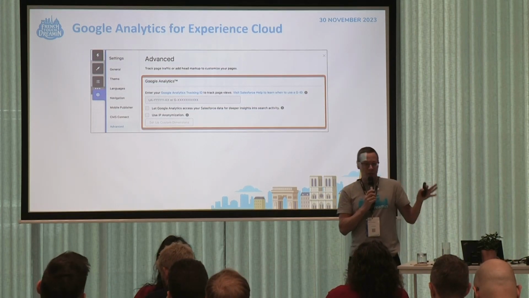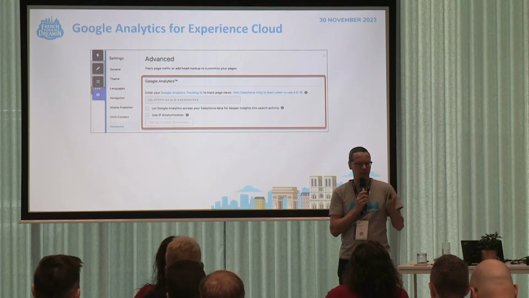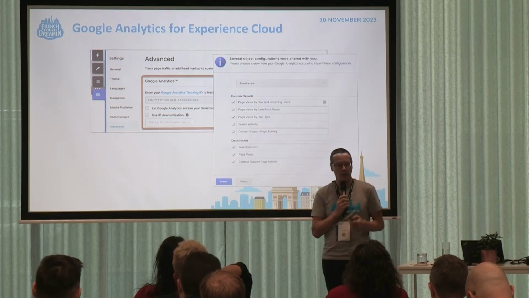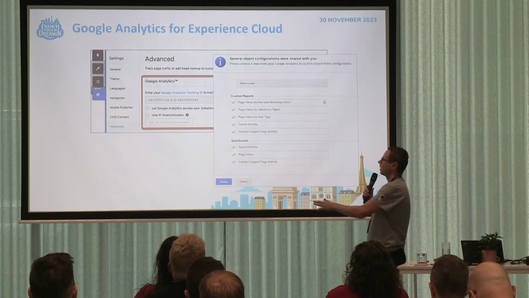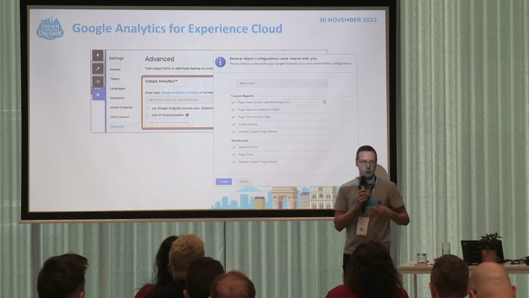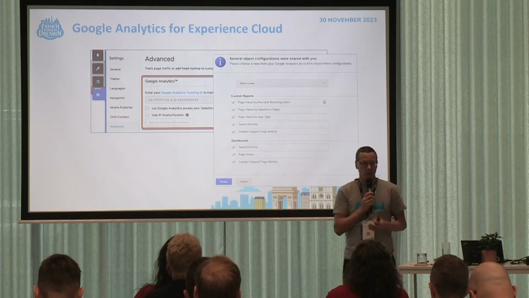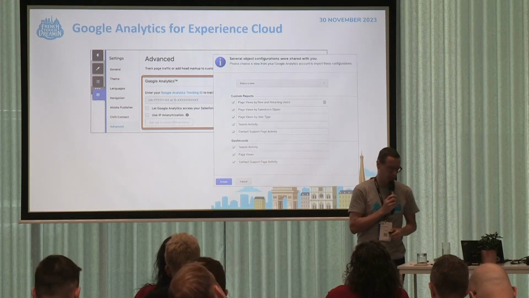Google Analytics on the Experience side, you just type in your Google Analytics ID, whatever it's called. It starts tracking what's going on. And there is an application provided by Google, or on the Google Analytics side, which will create some reports which you can just use out of the box and basically know what the visitors are doing on the Experience Cloud website.